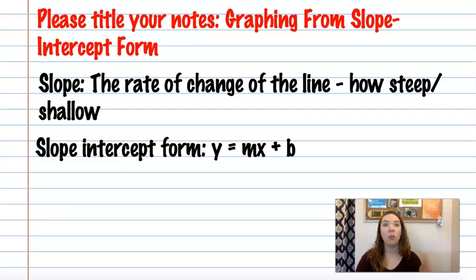So before we talk about slope-intercept form, you know what an intercept is now, but we need to talk about what is slope. So slope is the rate of change of your line, and it really describes how steep or shallow your line is. The bigger the number, the more steep your line is. The smaller, especially the fractions, the more shallow your line is. Slope-intercept form is this y equals mx plus b, but we'll get back to that later. We're going to spend a few slides talking about slope on its own first.